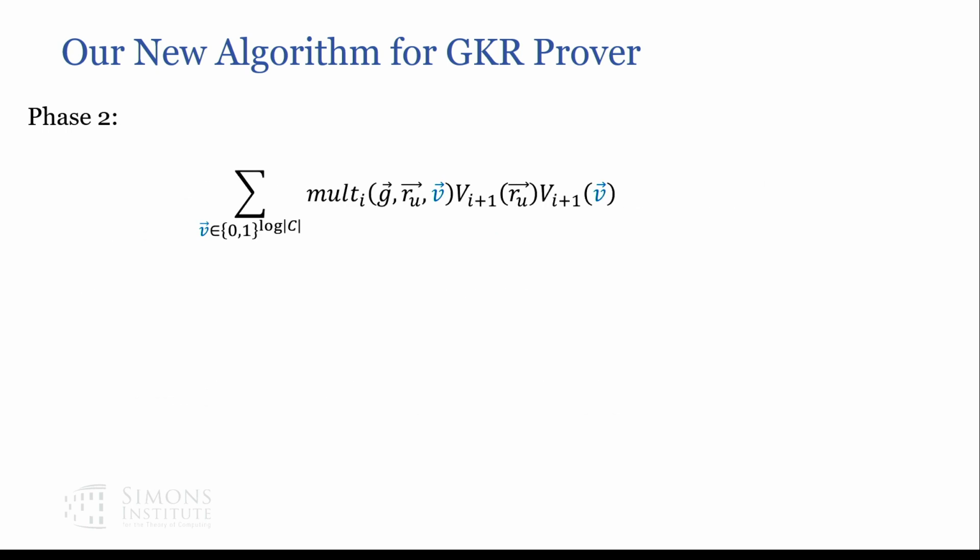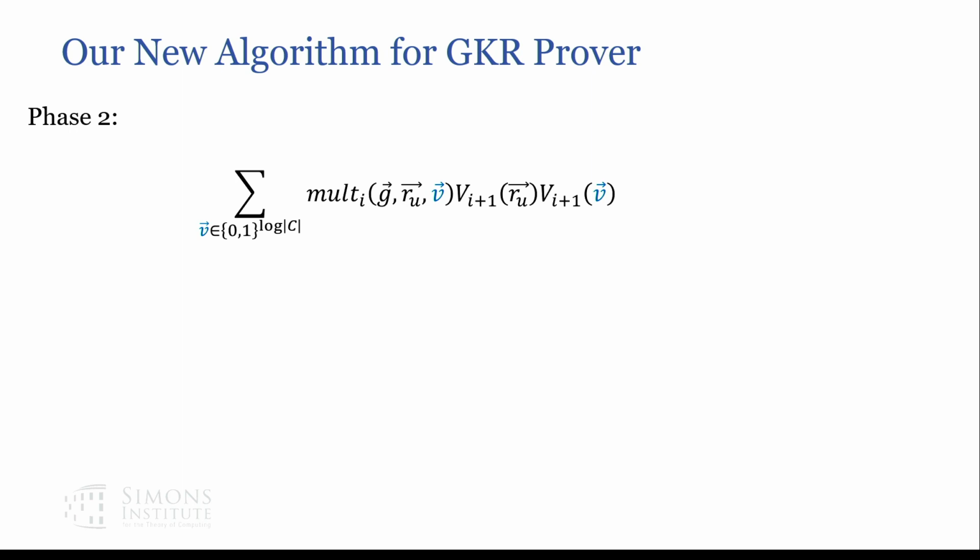And then after the first phase, the equation becomes something like this. The variable u is already bound to a random challenge by the verifier. We call it R of u here. So in this equation, we are summing on v only, and V_{i+1}(R_u) is merely one value, a single number, which is computed by the prover in the previous phase. Again, this is a product of two multilinear polynomials, and we can just apply the same trick.